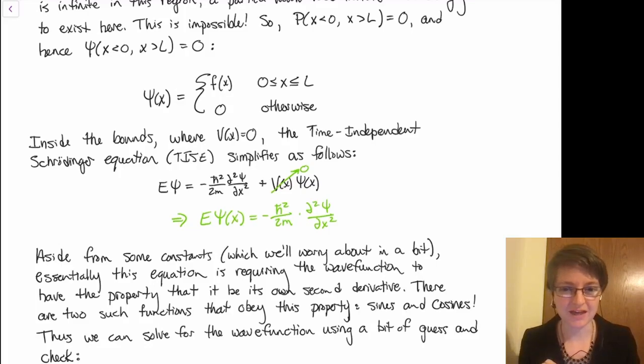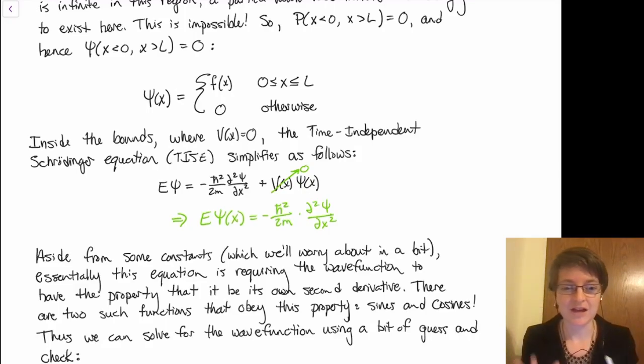Now, you may be thinking something kind of sneaky, like, wait a minute, what about e to the x and e to the negative x? Those two functions also work. There is a theorem in mathematics called Euler's theorem, which says that a sum of e to the x and e to the negative x is equal to a sum of sines and cosines. So they're really interrelated functions.